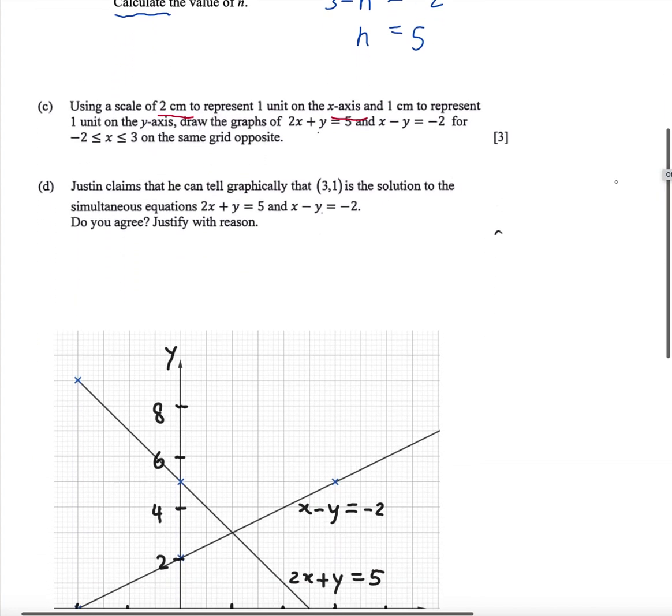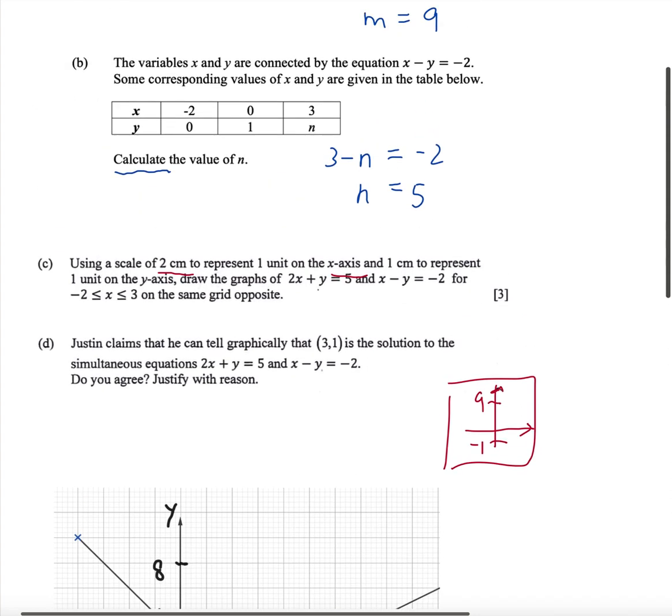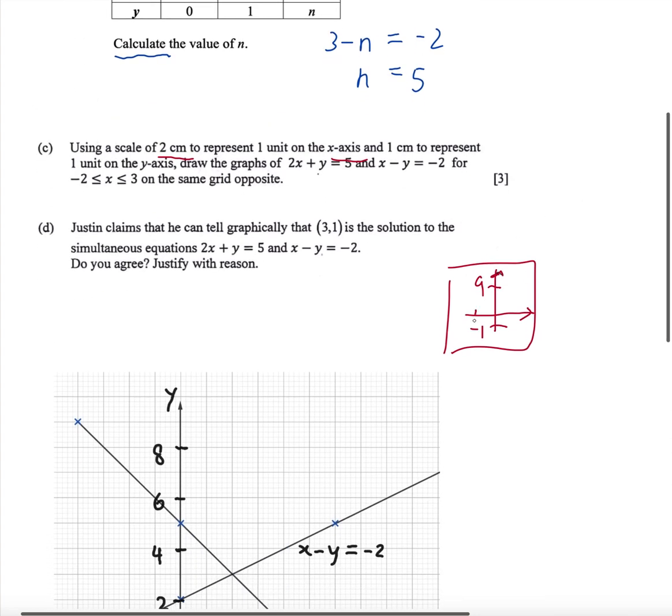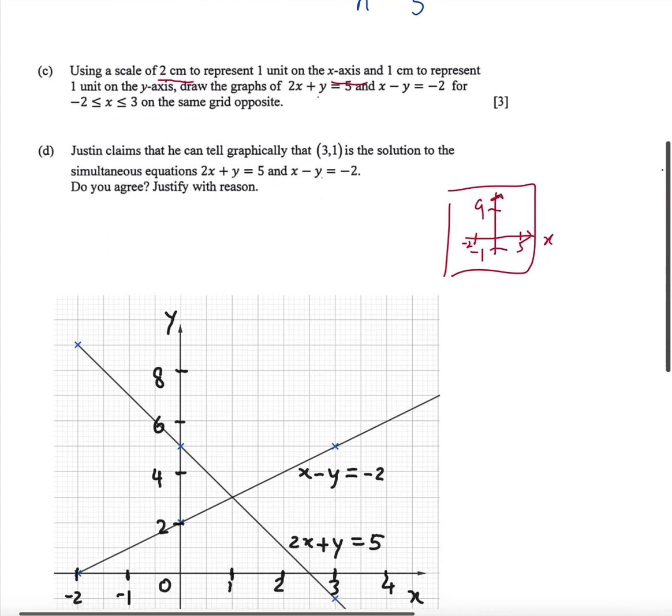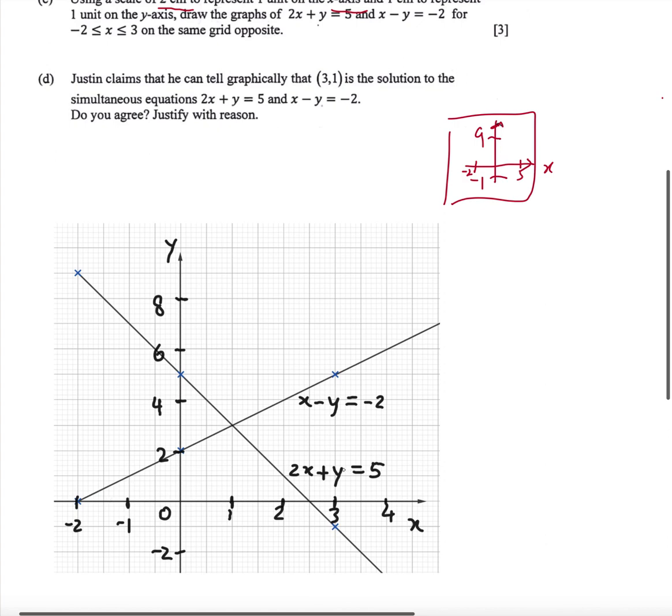So we need to determine how the graph looks like by drawing a rough sketch. Maximum 9 and minimum negative 1. And for the x-axis, we have negative 2 to 3. Right? So it's negative 2 to 3. That means we have to draw the x-axis lower down. So this is what we do. Make the x-axis lower down.